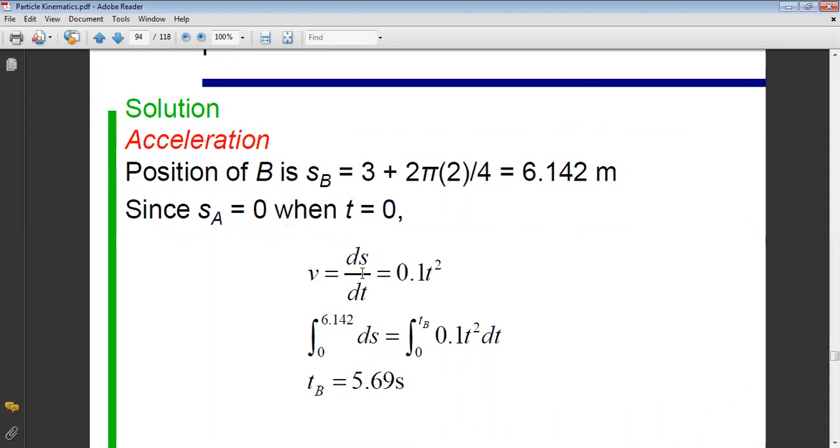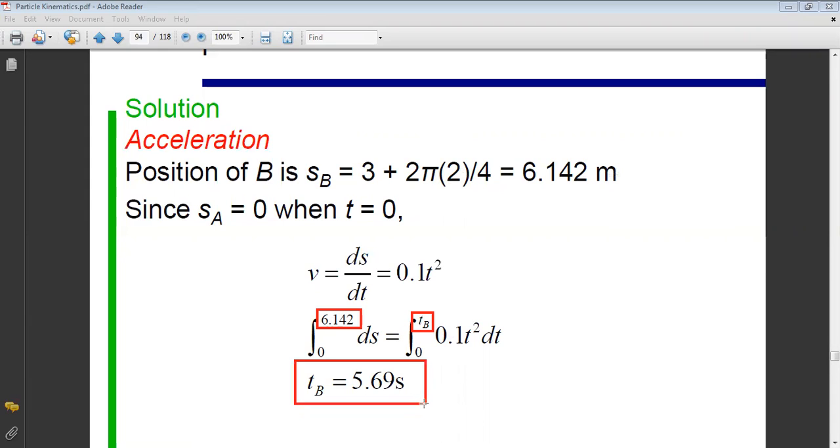So V is equal to ds by dt. And I know that at t equals 0, I start from s equals 0. So I can integrate directly from 0 to tb, and s from 0 to s of b. And we have calculated together what s of b is. S of b is s total, which is 3 plus pi, 6.142. So now, if I integrate from 0 to s of b, the only unknown in my equation will be tb. I can get the time needed to reach point b.